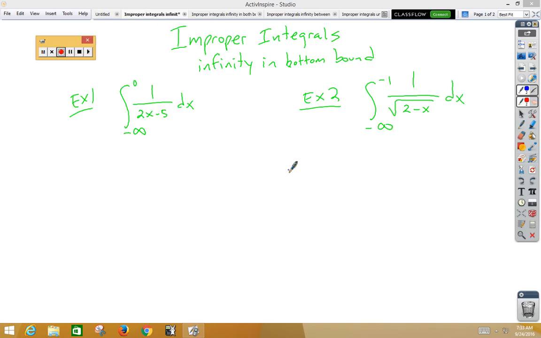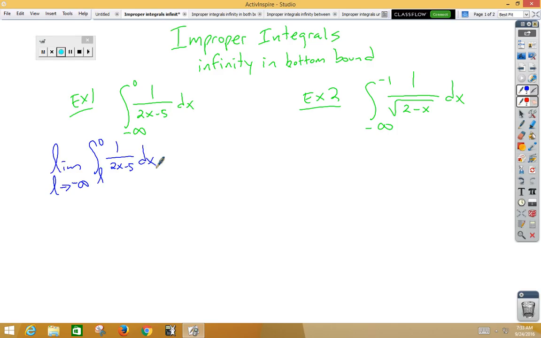In this video, we're doing improper integrals with infinity in the bottom bound. So let's start by rewriting as a limit. L approaches negative infinity. Temporarily change the bottom bound to L, reminding us to take the limit. 1 over 2x minus 5 dx.